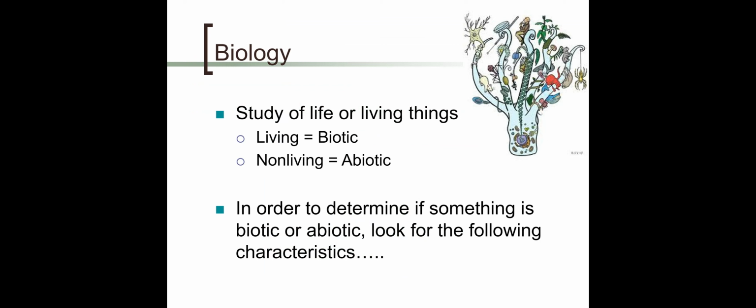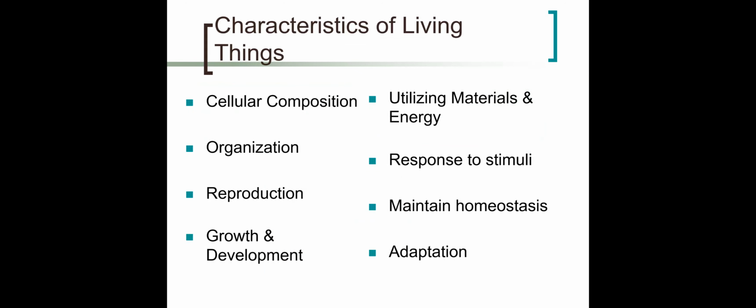And so how do we determine if something's biotic or abiotic? Well, if you're looking at a living thing or studying an actual organism, there are certain characteristics that all living things share. There's really nothing for you to fill in here. This is just a list of the 8 characteristics that we're going to be going over in the next several slides.